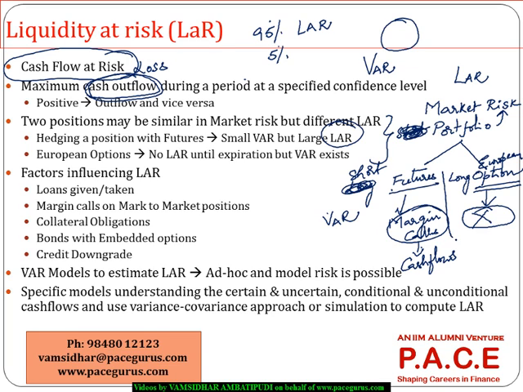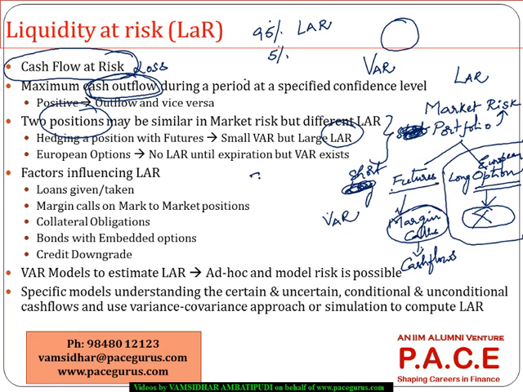Whereas when I talk about this position where there is no intermediate cash outflow, only on the maturity date we are talking about the cash flows, it may not be exposed to LAR at all until the maturity date or the expiry date. But it is definitely getting exposed to VAR heavily. So what we are saying is it may be two positions which may be more and more similar with respect to market risk, but there may be big differences with respect to the liquidity at risk. So this is something which we may have to consider while choosing our appropriate strategy.